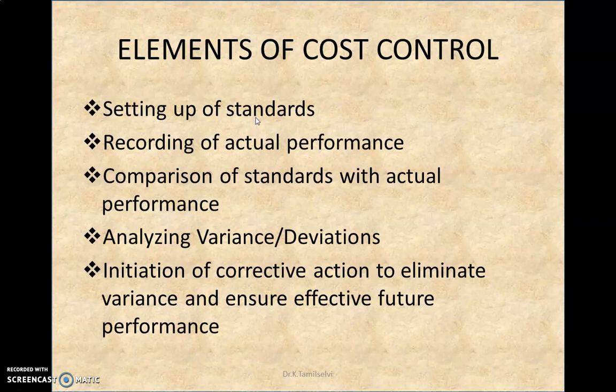The fourth one: compare the actual performance with the standard, analyze the differences between the actual and standard, and find the reasons for the deviation, taking corrective action to eliminate the deviation so that future performance conforms to standards and cost may be controlled to achieve maximum efficiency. At last, periodically review the standards and revise them in the light of changed circumstances. These are all the elements, or we can say it is a process of cost control.